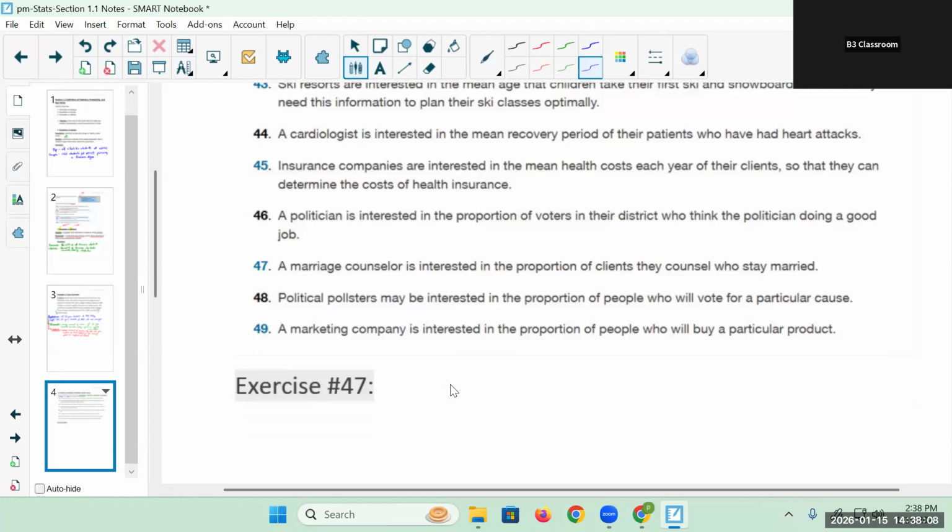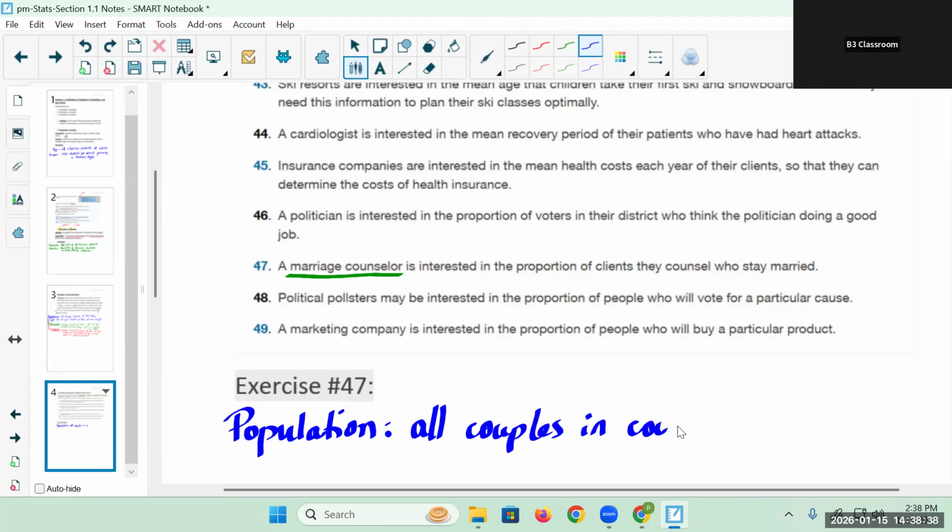It says a marriage counselor is interested in the proportion of clients they counsel who stay married. Okay, so it says specifically a marriage counselor. Like this counselor only does counseling for couples. So the population will be all couples in counseling. Of course, with this particular counselor. Okay, that's just extra details that we don't have to worry about.